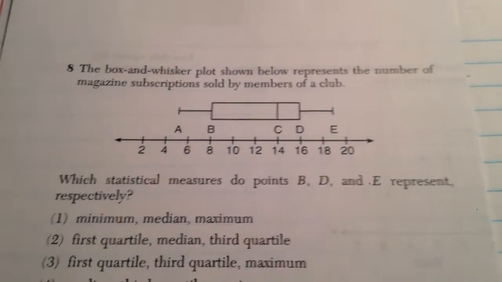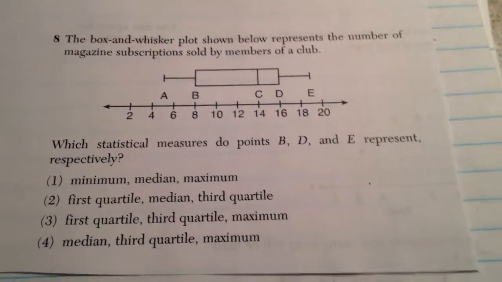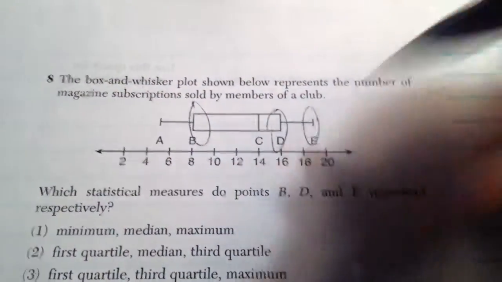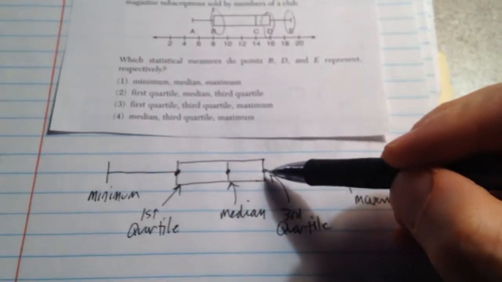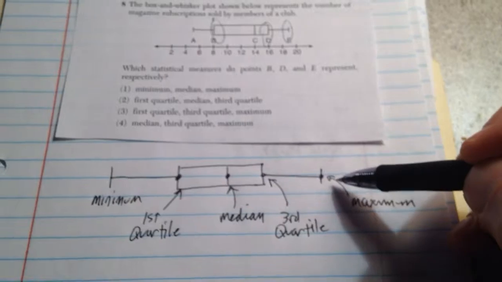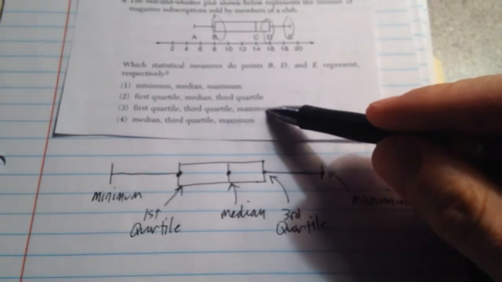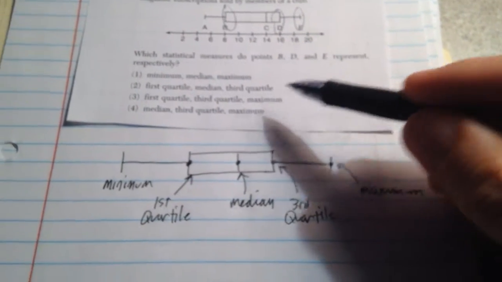Number 8, they're asking you to tell me what this value and this value represent. Well, this is the first quartile. This is always the third quartile, and this value represents the maximum. First, third, and the maximum, choice 3.